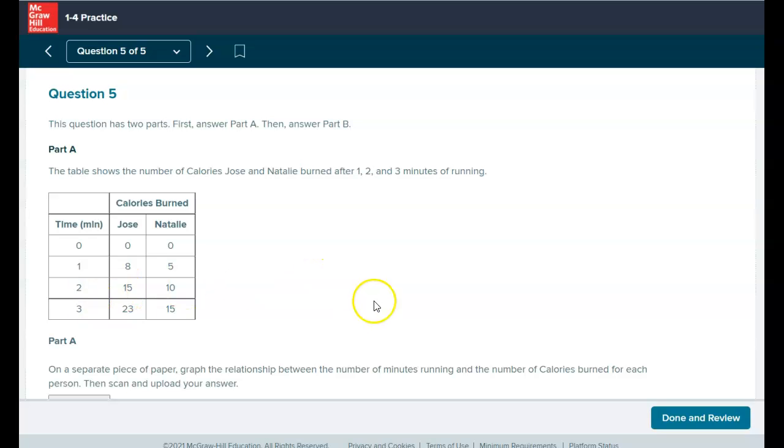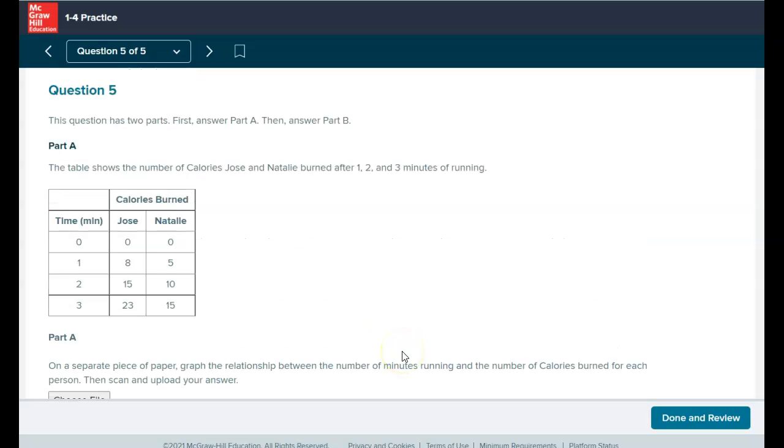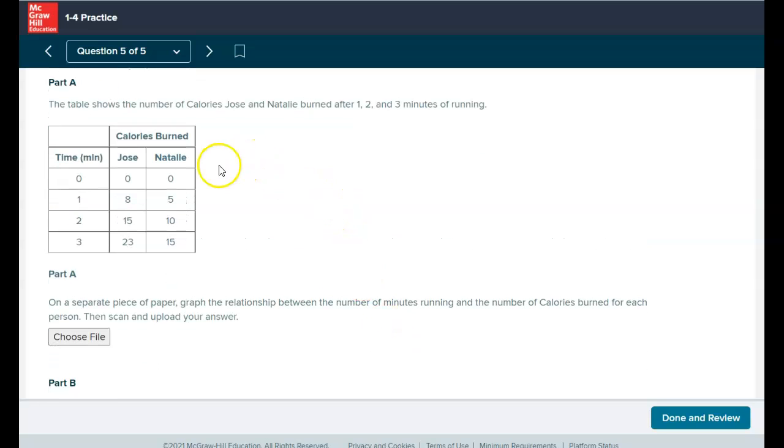Question 5. The table shows the number of calories Jose and Natalie burned after 1, 2, and 3 minutes of running. Okay. On a separate piece of paper, graph the relationship between the number of minutes running and the number of calories burned for each person. Then scan and upload your answer. No, just write it on the paper I gave you and turn it in.